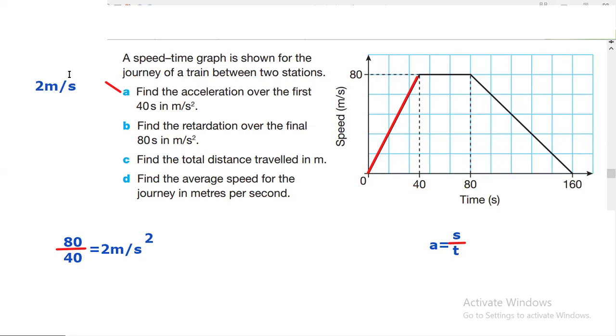Now for the second question, find the retardation over the final 80 seconds. Over the final 80 seconds, it means the last 80 seconds from here till here. So this line here. First thing, I have to find the speed. The speed is 80. And then I want to find the time. The time is the last 80 seconds. So the speed is 80 and the time is 80. And then I want to divide the speed over the time. So 80 divided by 80, and the answer is 1. So the answer is 1 meters per second square.